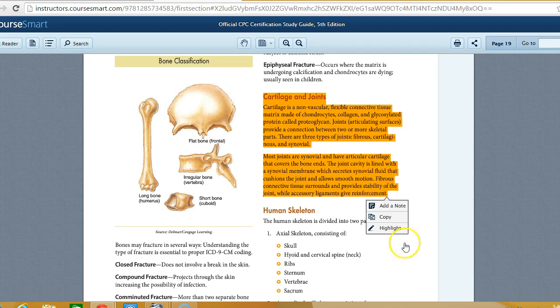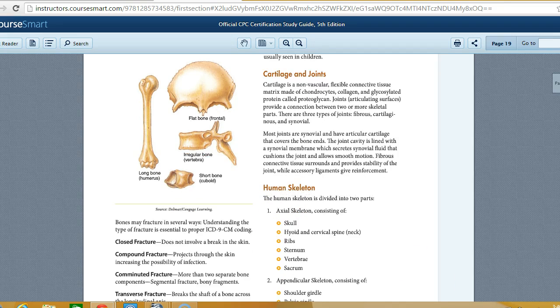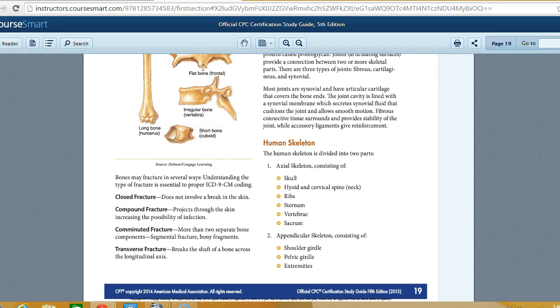Okay. Then you have your human skeleton. Now, the human skeleton is divided into two parts. And, of course, you have your axial skeleton consisting of the skull, the hyoid, the ribs, the sternum, the vertebrae, and the sacrum. And then you have your appendicular skeleton consisting of the shoulder girdle, the pelvic girdle, and the extremities.